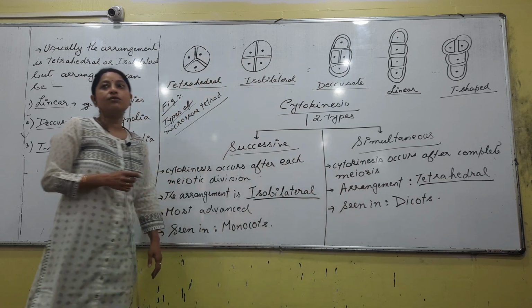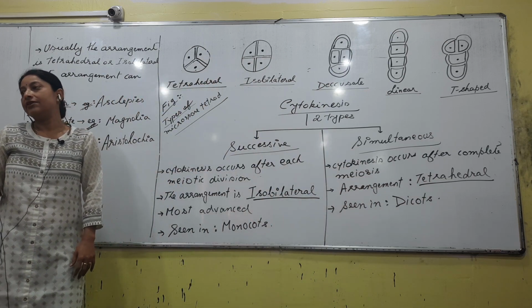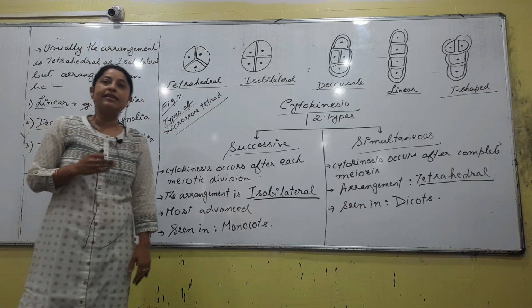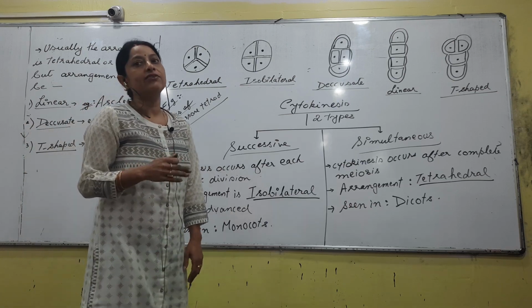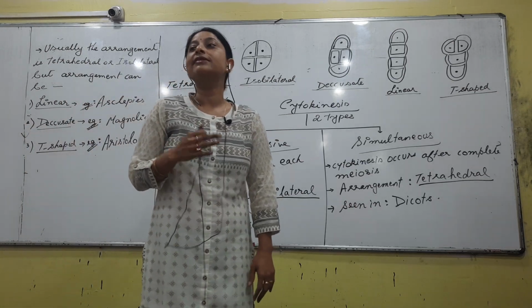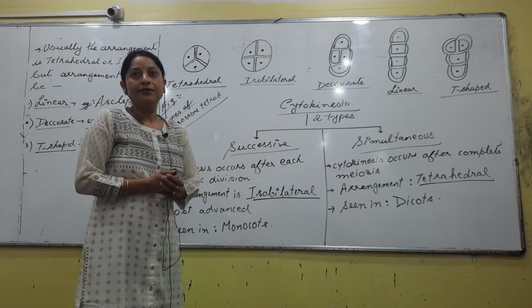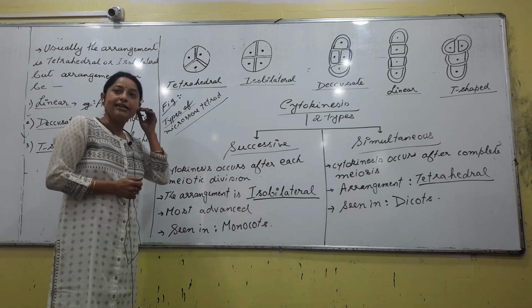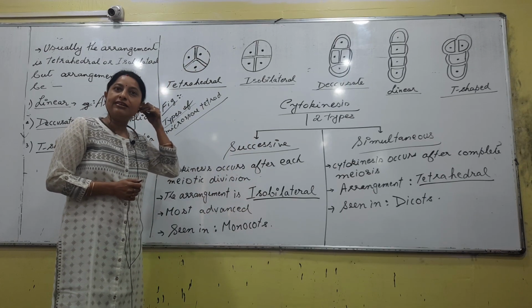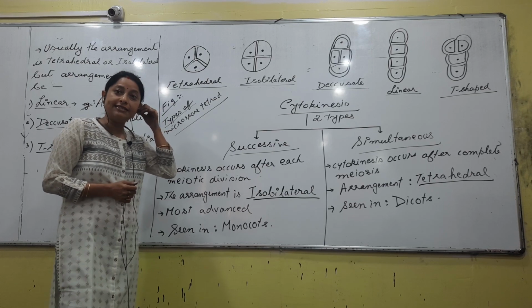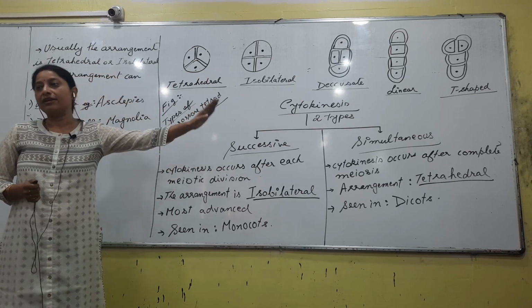All you have to know is the word isobilateral and tetrahedral. Questions like: the isobilateral arrangement is a characteristic of, tetrahedral arrangement is a characteristic of, which one is most advanced, etc. Either the arrangement would be isobilateral or it will be tetrahedral, depending on the process of cytokinesis.